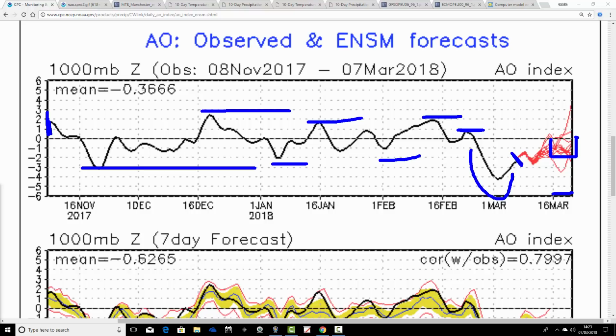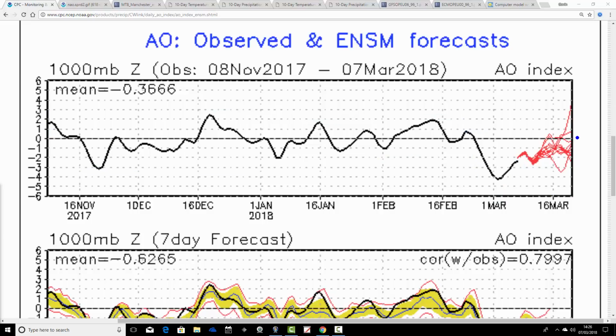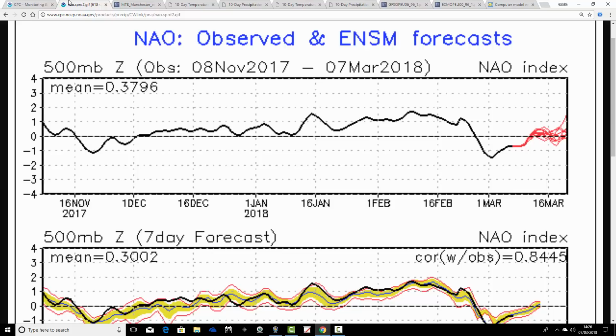There's nothing to say that it won't shift its position again and put us back onto the colder side of the block. So as long as we've got this negative AO, hence blocking signature over the Arctic, we've got to be watching out for the chance, at least, that we'll go back into colder conditions at any point.